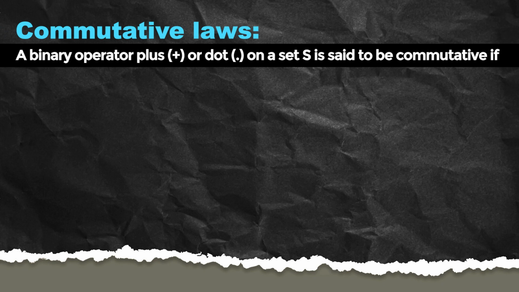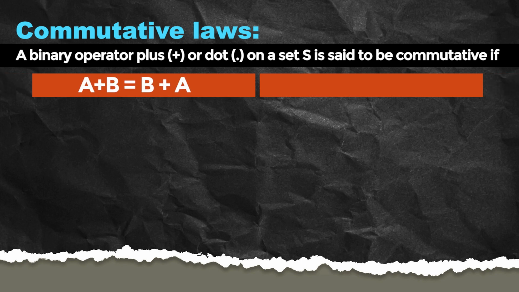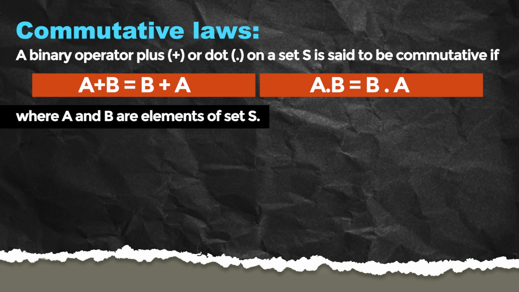Now, we come to the commutative laws. A binary operator plus or dot on a set S is said to be commutative if A plus B equals B plus A, or A dot B is equal to B dot A, where A and B are the elements of set S, and A and B can have the values either 0 1 or 1 0 or any possible combinations. Then comes associative laws.